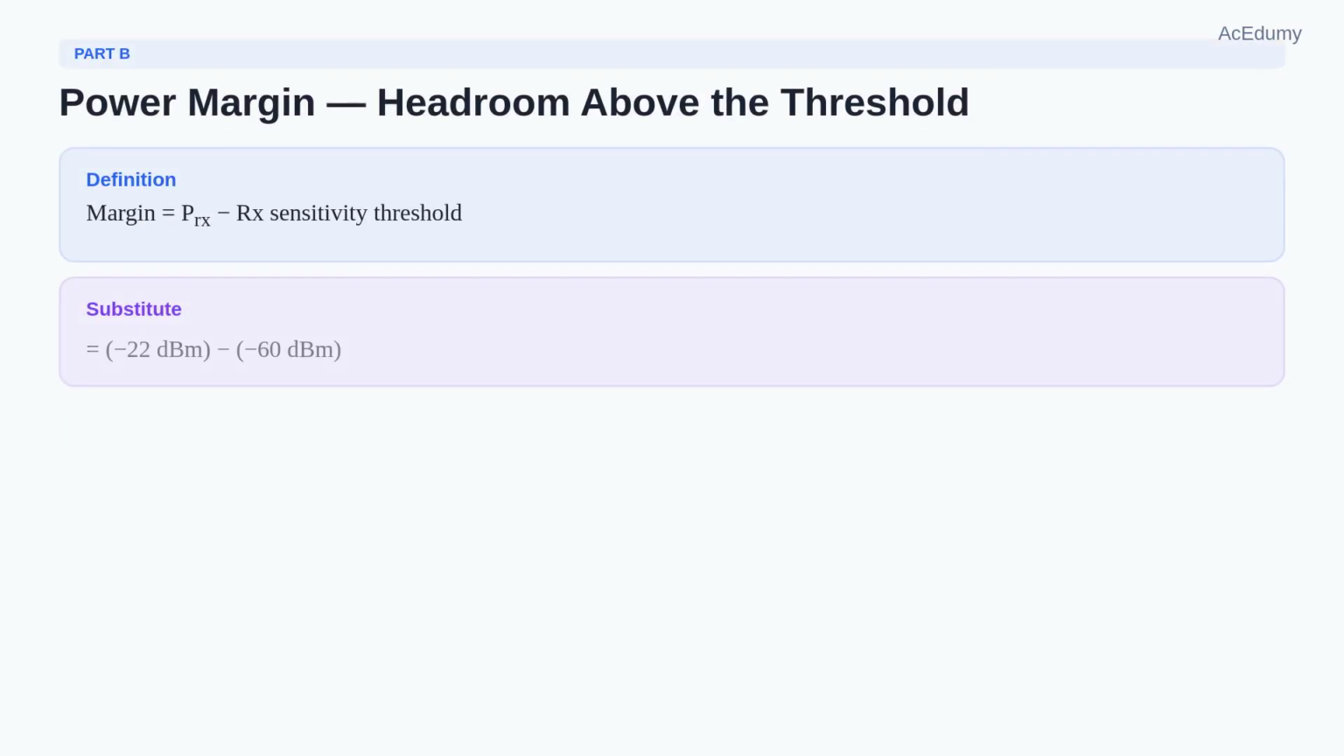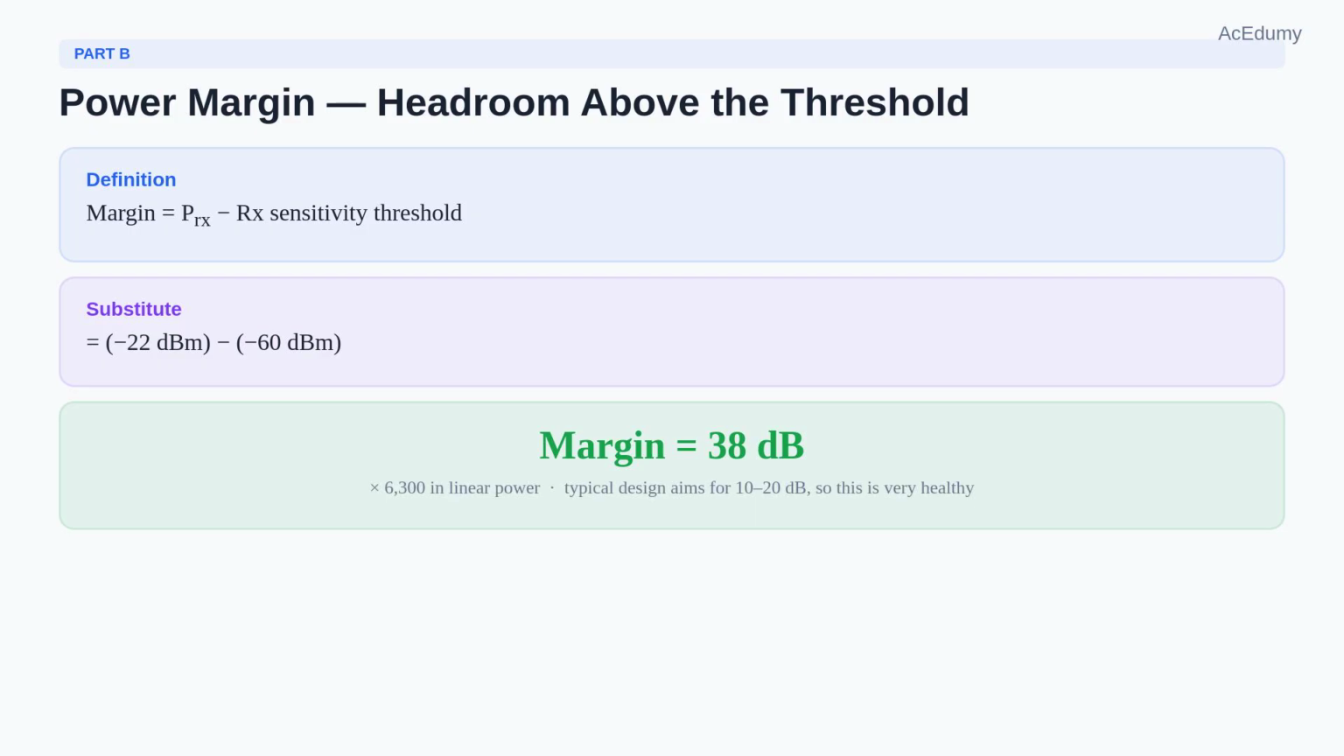Part B. The power margin. Margin is the difference between what we have and what the receiver needs. Margin equals received power minus sensitivity threshold, -22 dBm minus -60 dBm. That is 38 decibels of margin. 38 dB is a factor of about 6,000 in linear power. In fiber engineering, 15 to 20 dB is typical, so 38 dB is an extremely healthy margin. The link is well over-engineered for this distance.